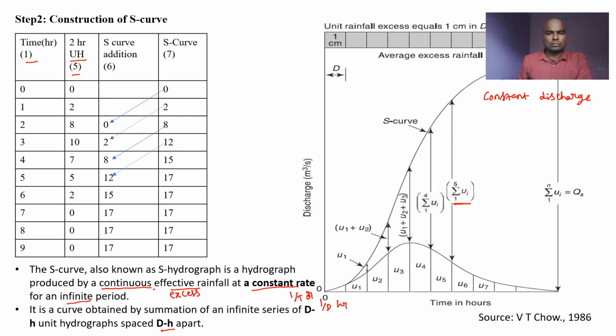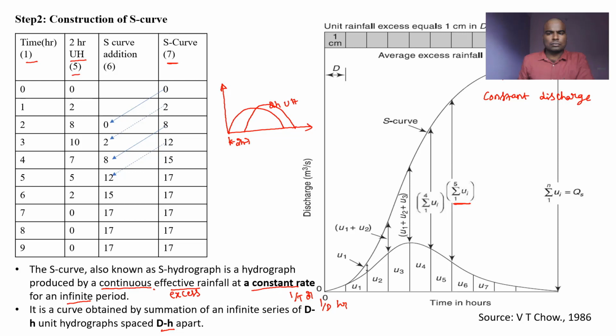So see this column number 7. What is the note? Please observe this point. S curve is obtained by summation of an infinite series of D-hour unit graphs spaced at D hours apart. So in this case, let's say this is the 2-hour unit graph we already got from the previous step. Let's say I have lagged this unit graph by 2 hours and perform this sum.